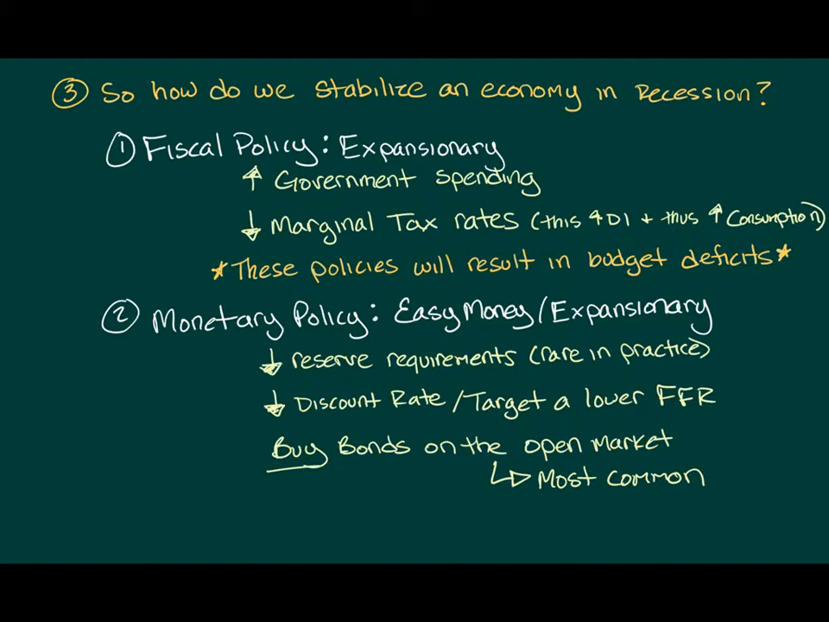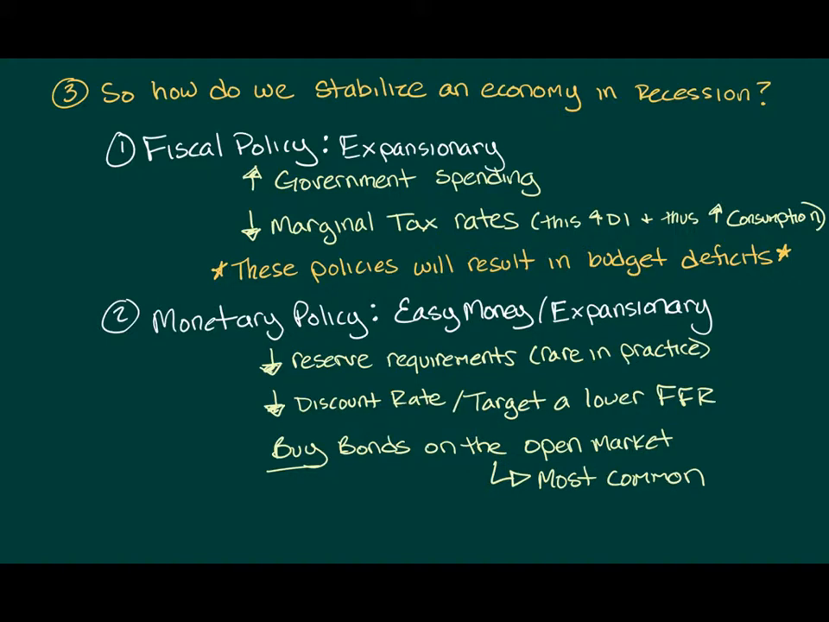Now, also note, another piece of information the AP exam likes to ask about is what will happen to the budget when we engage in expansionary fiscal policy. This will create budget deficits. So presuming we're starting off at a balanced budget, which is the way the AP exam generally asks this question, if we engage in either higher government spending or lower marginal tax rates, or more likely some combination of those things, this will result in budget deficits.